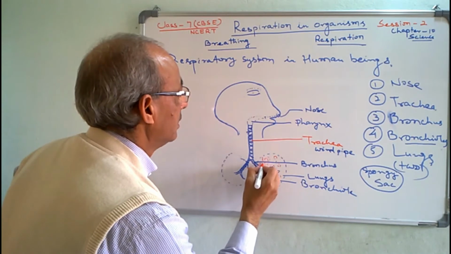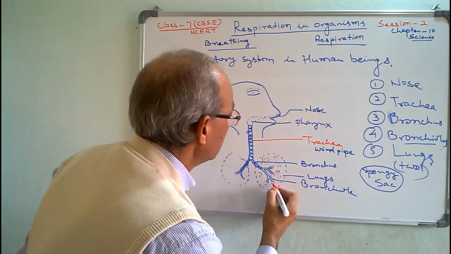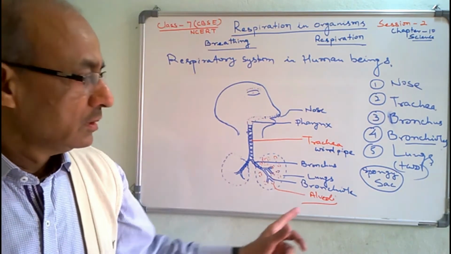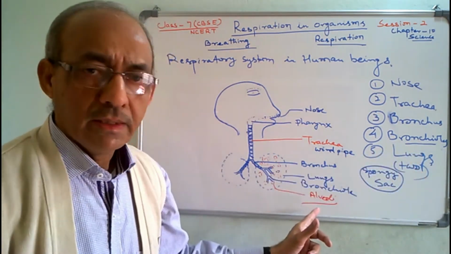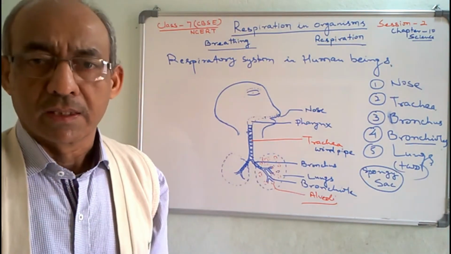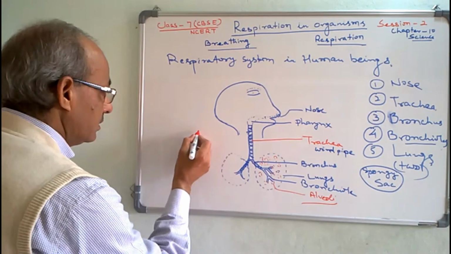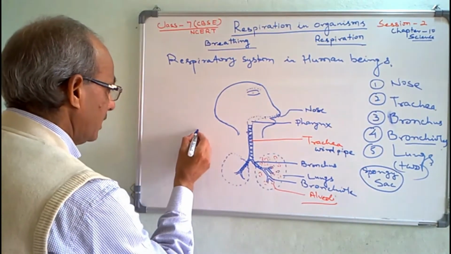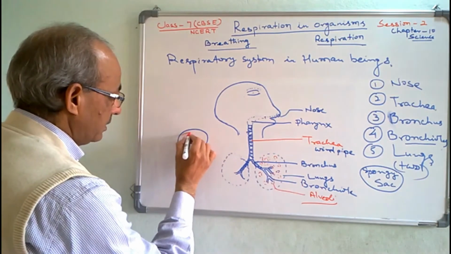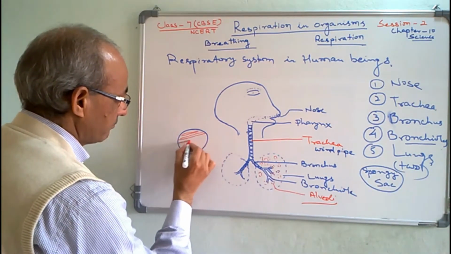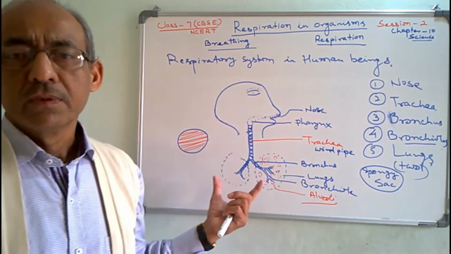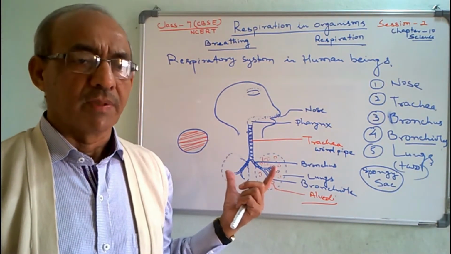These cavity or sac-like structures are called alveoli, in which the bronchioles open, and in each alveolus thin blood vessels are found, or blood capillaries, you may say. I am drawing here a diagram of a single alveolus. You see, try to understand. In each and every alveolus, very thin blood vessels are found like this. There is a network of blood vessels, a network of blood capillaries.